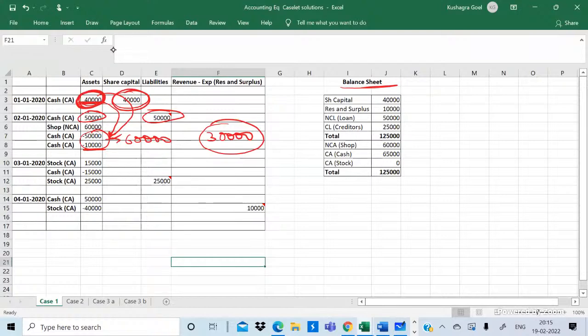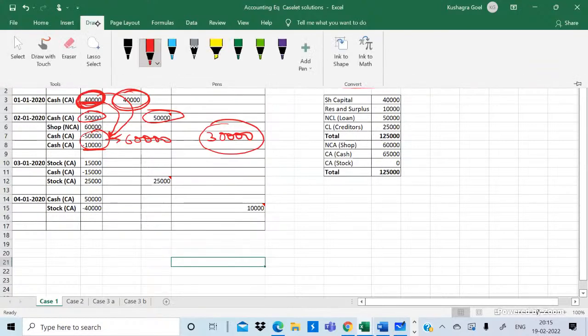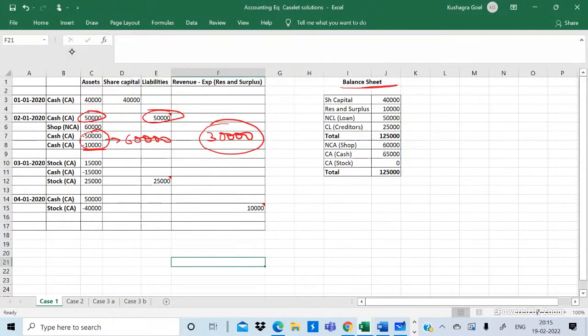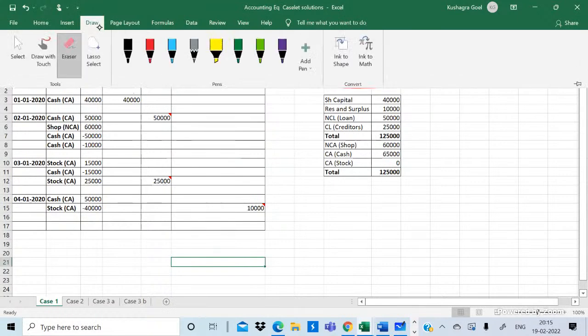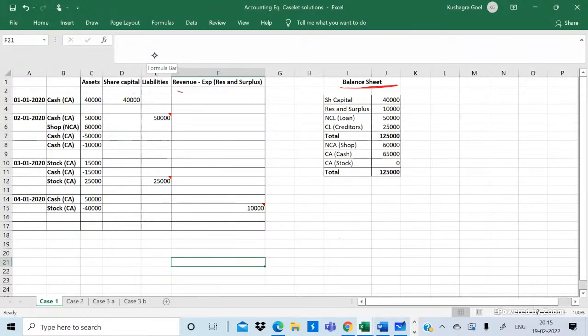Okay, so let's move to the balance sheet. Once your accounting equation is ready, then it's simple and easy. Just look at each and every line item. Let's look at your revenues and expense. You got a profit of 10,000. That will become a part of your reserves and surplus, 10,000.